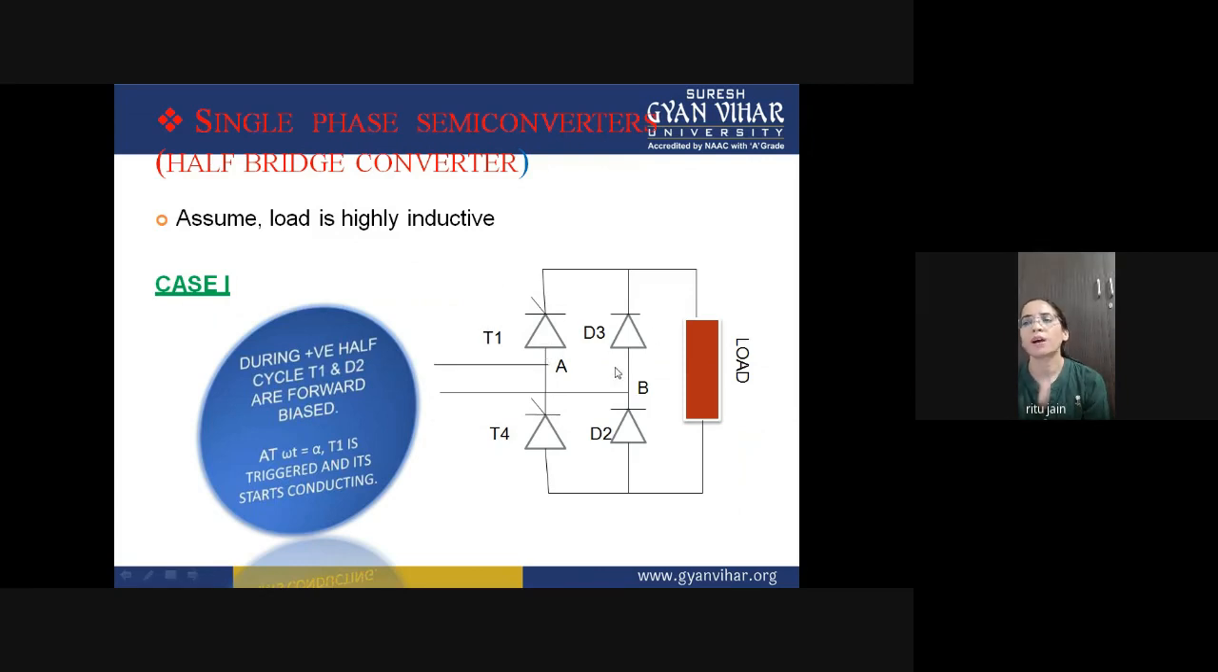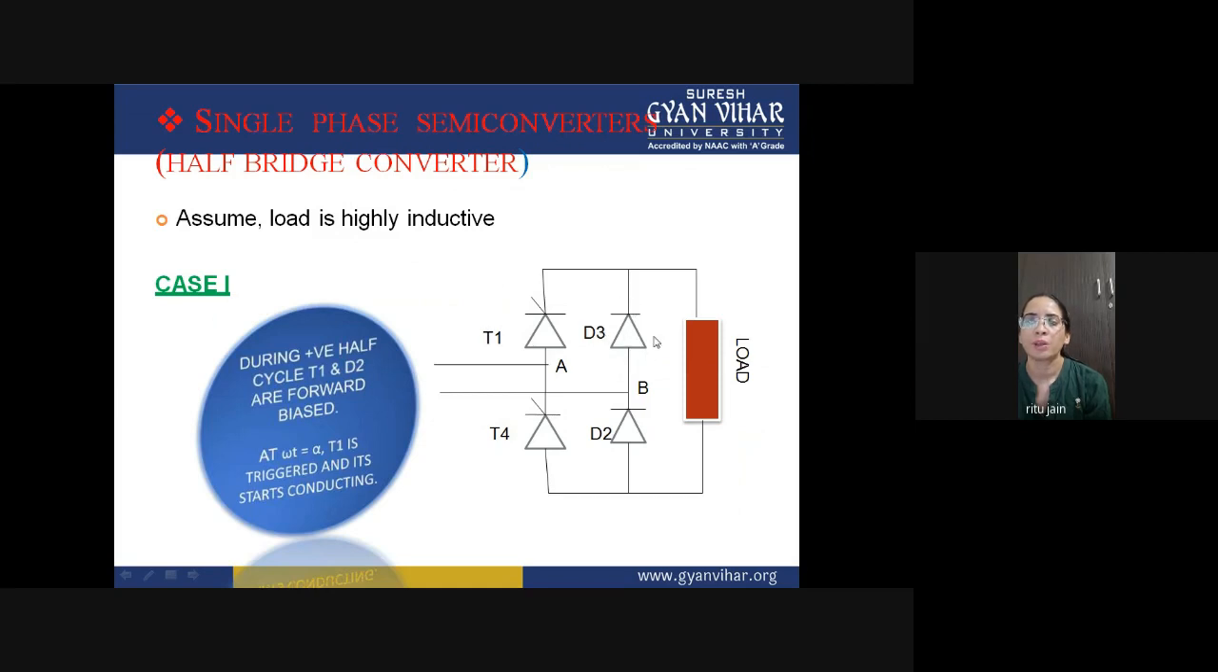Now for the positive half cycle, you can see there are two diodes. This terminal is negative. So if this terminal is negative, then diode D3 will be in reverse biasing, because its anode terminal is negative with respect to the cathode.